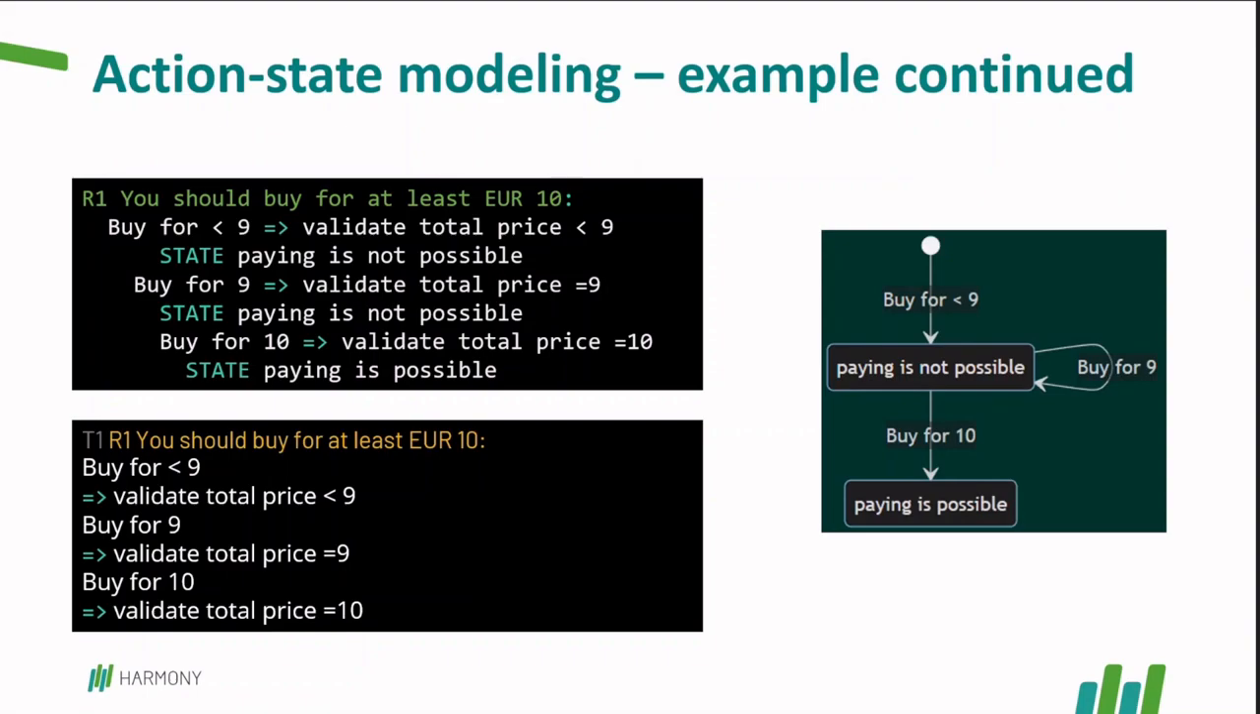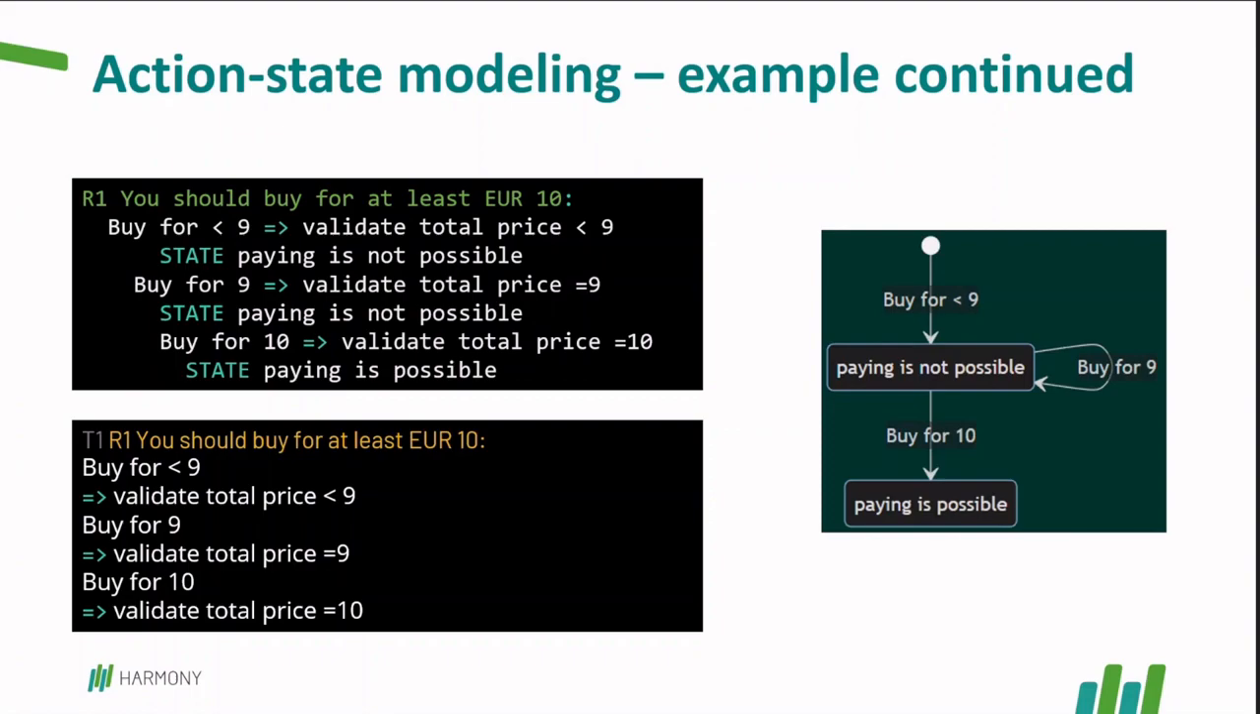Okay, but it's obviously not enough because we haven't involved the second state. And to do this, I inserted a third step when we buy for just €10. And in this case, we arrive at the state paying is possible. And we also have a single test with 3 steps. You can see that there are no actions from the paying is not possible state, but we should have, because they are missing.